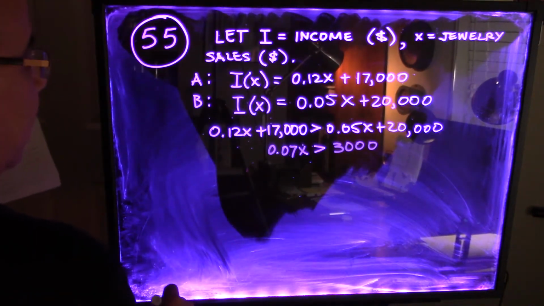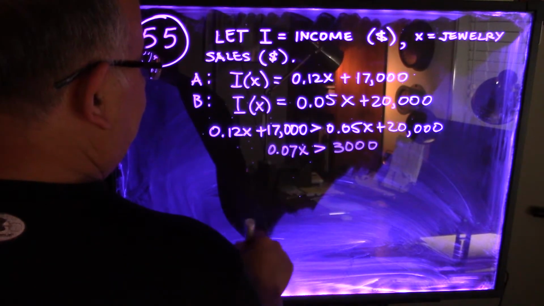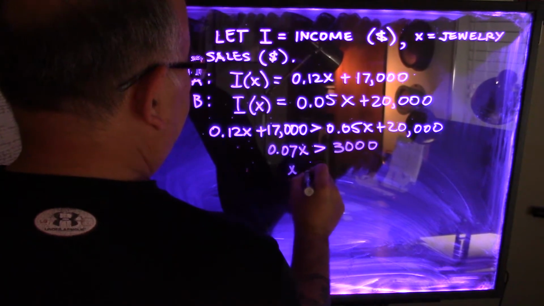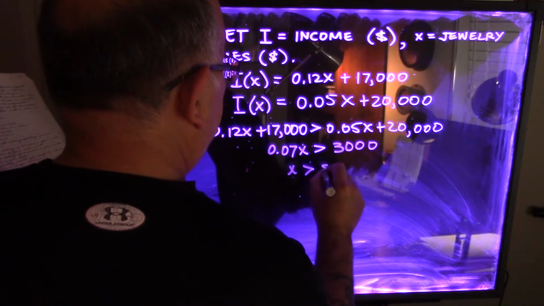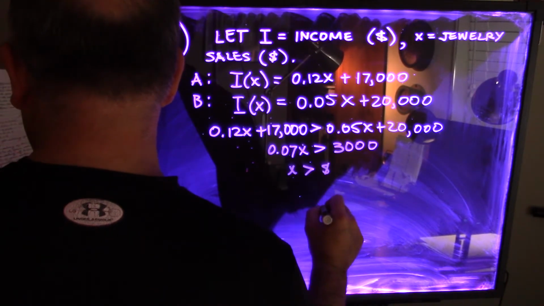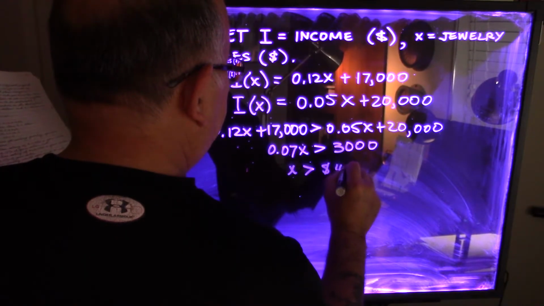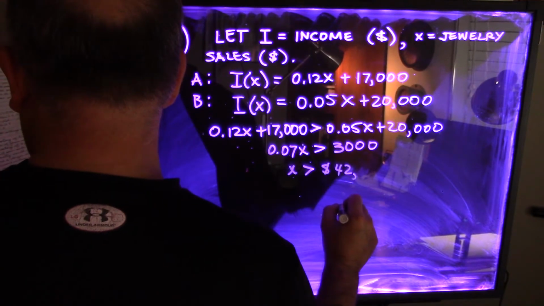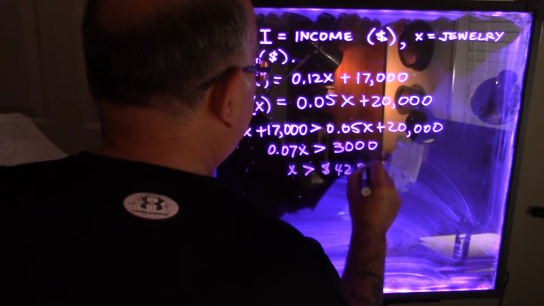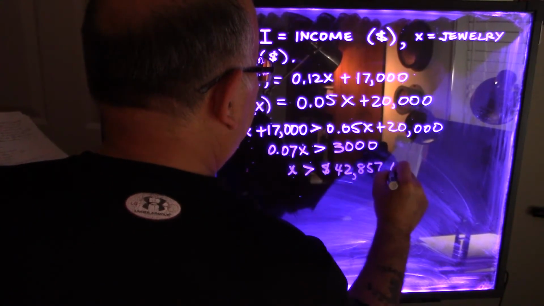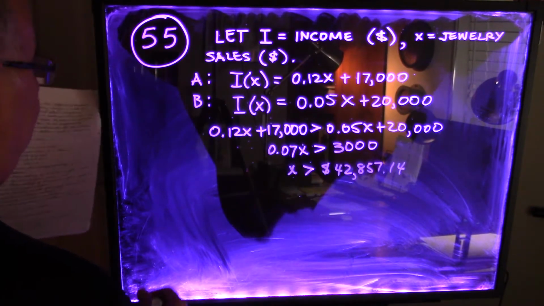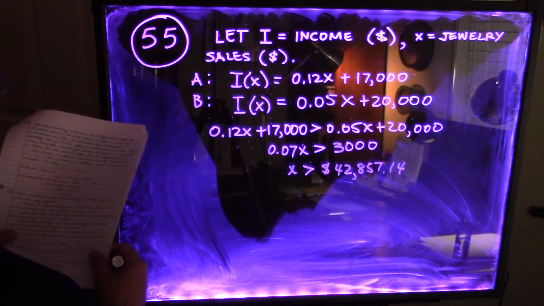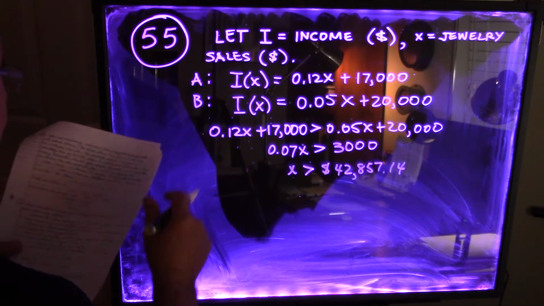And then divide both sides by 0.07. That gives you x is greater than, and here's our sales, $42,857.14. So if your sales are greater than that figure, then option A is going to be the one you want.